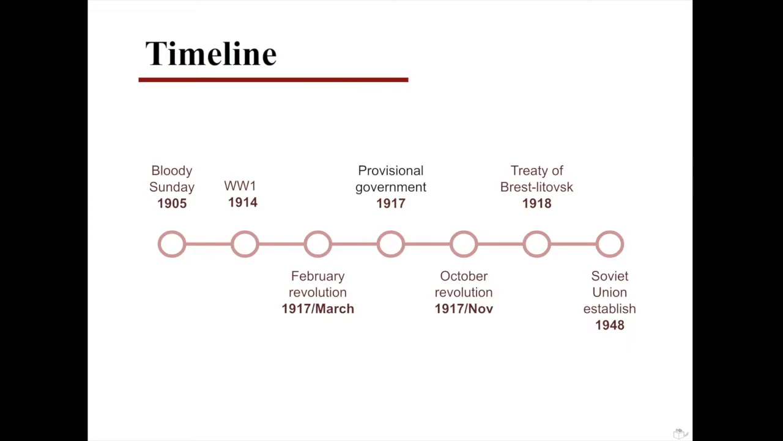This is our timeline for the Russian Revolution. Firstly, Bloody Sunday, and 1914, World War I. 1917 March, the February Revolution. 1917, the Provisional Government established. 1917 November, the October Revolution happened. 1918, the Treaty of Brest-Litovsk. 1948, finally the Soviet Union established.